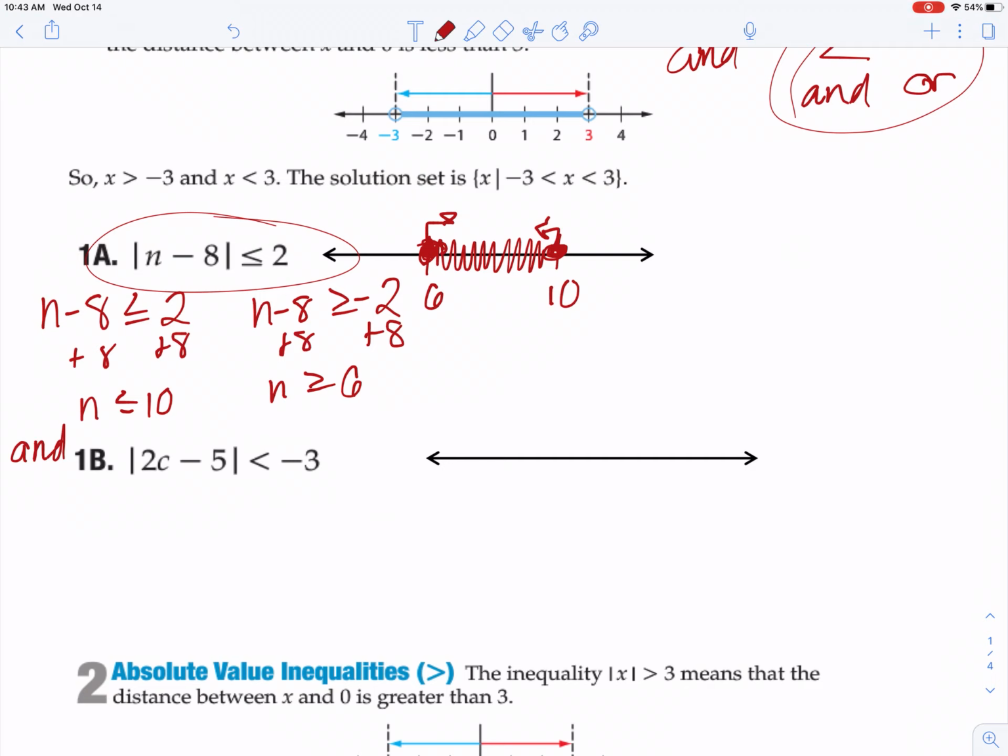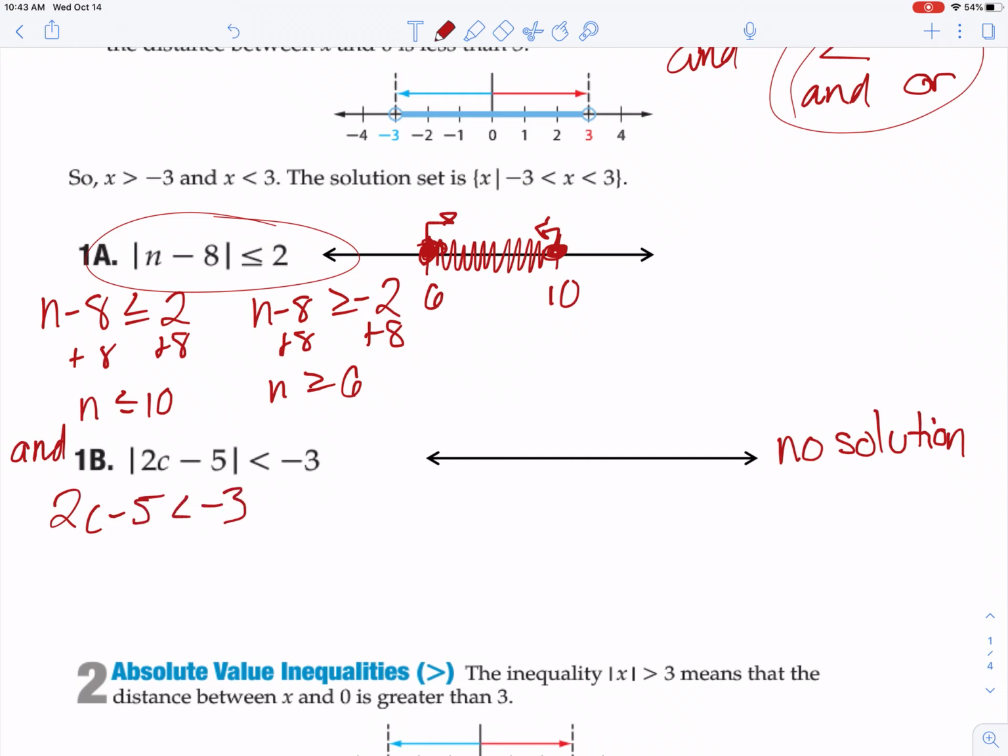Here I have absolute value bars. Absolute value bars are always going to give me a positive number. And then negative 3. You're telling me a positive number is always going to be less than negative 3. Well, that's just simply not true. So this one's answer is no solution. Let's say you didn't recognize that at the beginning. You eventually would have figured it out.